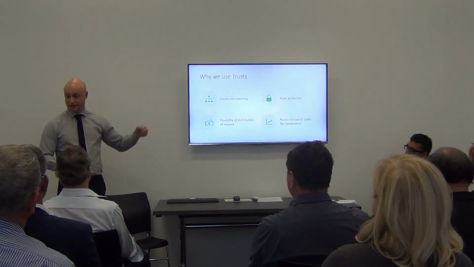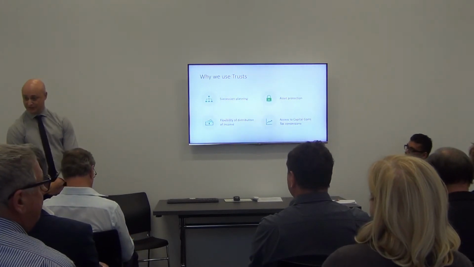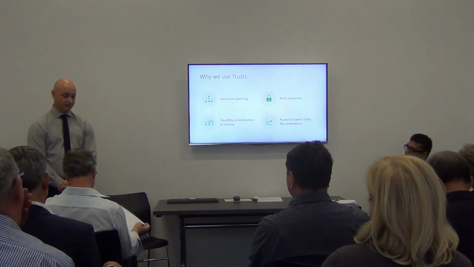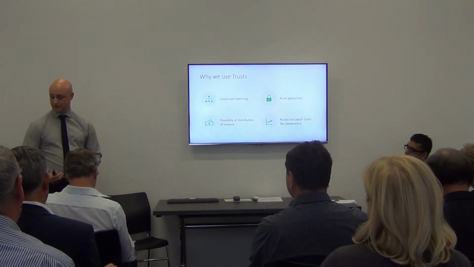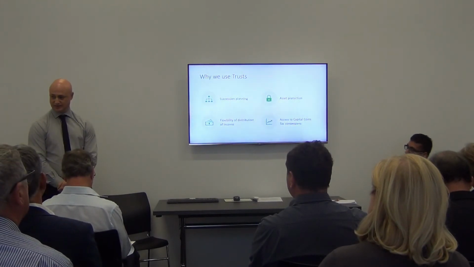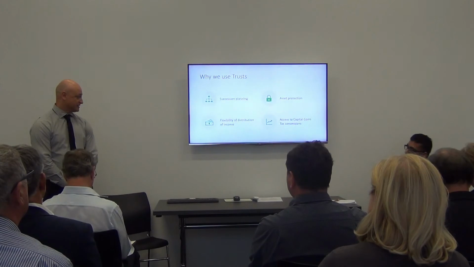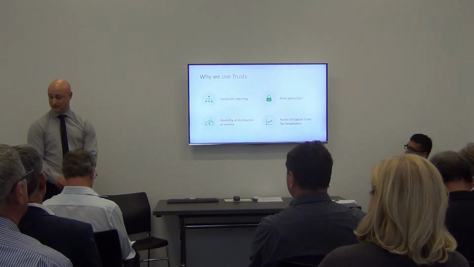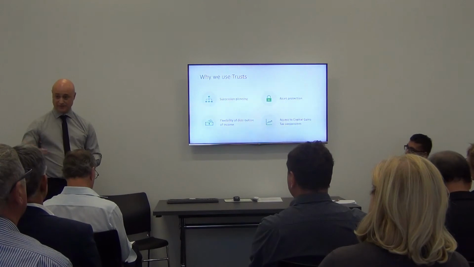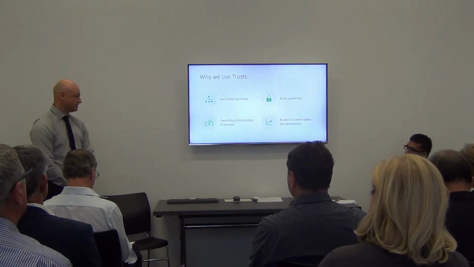Asset protection: I would imagine most people are aware that a trust is used for asset protection. We put a lot of assets for people, particularly people in high risk occupations and businesses, into trusts, so that way their personal assets are all protected. Flexibility of distribution of income: they can distribute to a range of beneficiaries, as the previous slide showed. They can distribute to beneficiaries by tax brackets and really split the tax liability amongst a lot of family members.